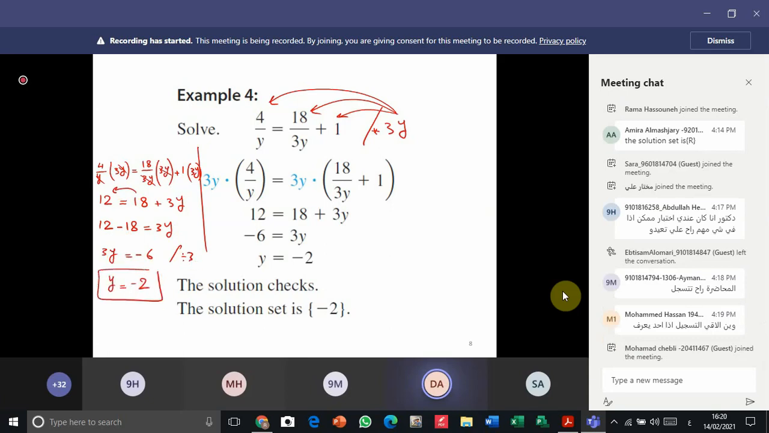This is the solution. We must check: when we substitute the solution in the equation, if the denominator becomes 0, then we remove this solution.